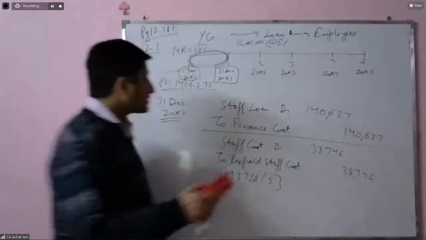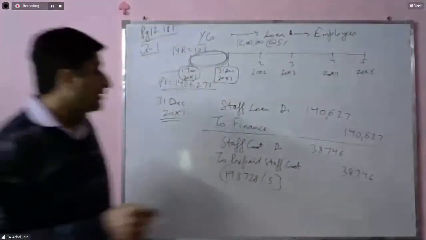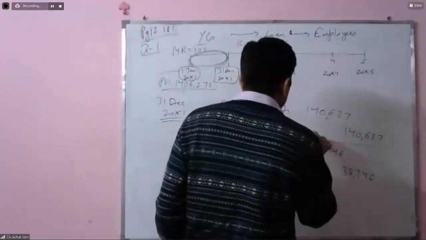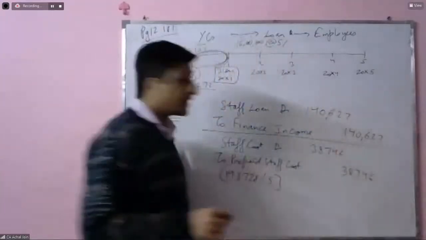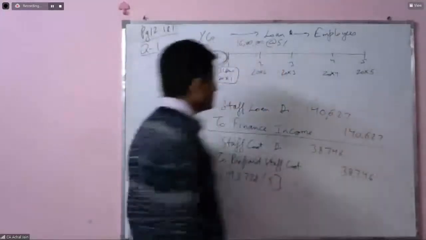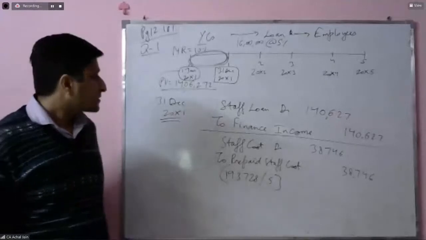Sorry, yes, this will be finance income. I marked it wrongly. We can just rectify this, please. This will be finance income, because the asset is increasing, so we are getting income over it. You can just rectify this, please.